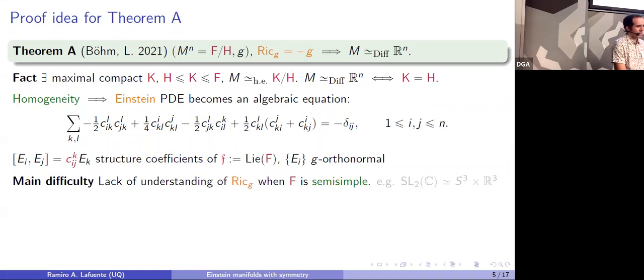I don't want to give too many details, but I want to communicate that the problem with this algebraic equation is that when the group is semi-simple, the structure constants of the Lie bracket appear. So the Lie theory of F will be crucial in studying the equation. And when it's semi-simple, we understand very little of this equation. Namely, nothing. It's just a bunch of polynomial equations that could come out of nowhere.